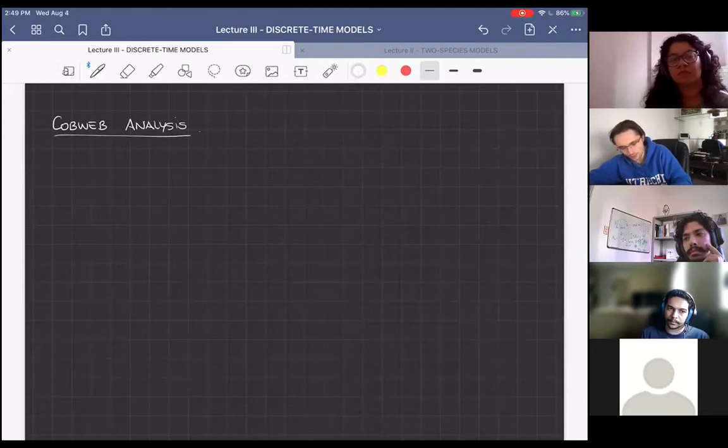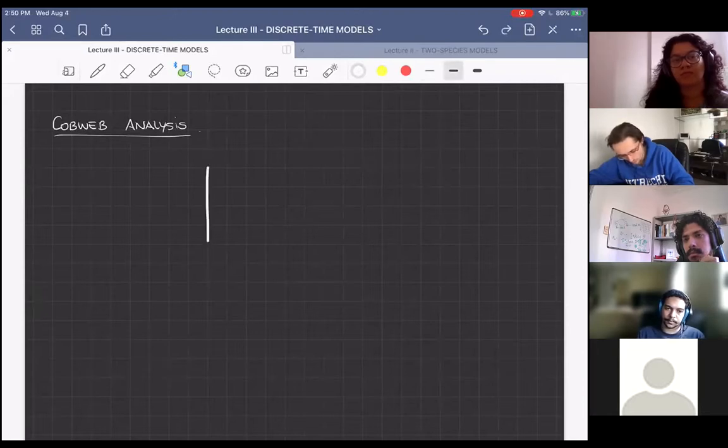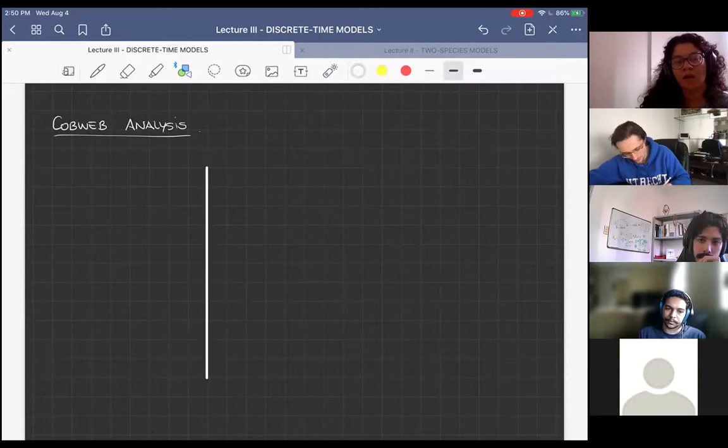So the cobweb analysis is a way to study these models where we are going to follow 2 steps. So first of all, we are going to draw our axis.